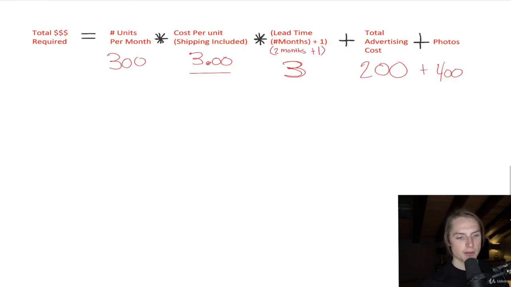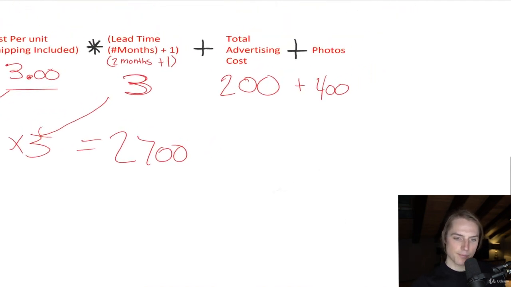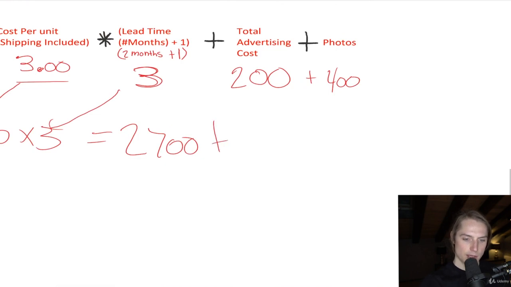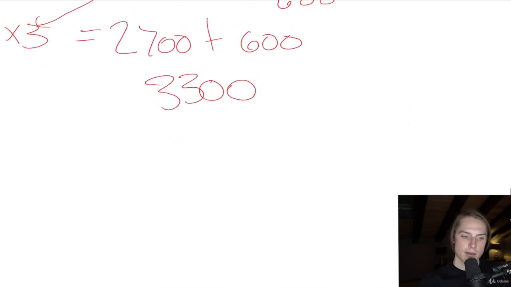So if it costs $3 a unit, and you're going to sell 300 units a month and had a 60-day lead time, now this is 300 times 3. This would be $900, multiplied by 3. So this would be 900 right there. Okay, then now times 3, that equals 2,700. And then right here, this would be plus 200, plus 400, that's 600 right there, plus 600. So this would be 3,300.